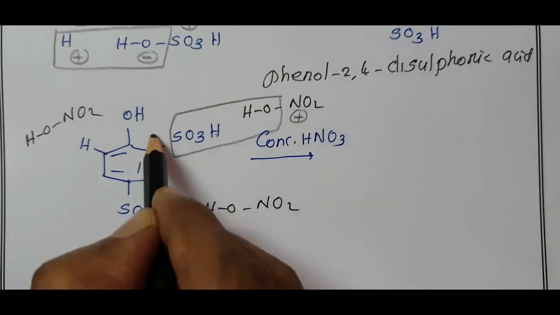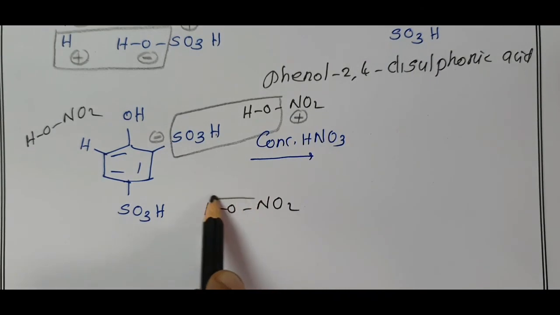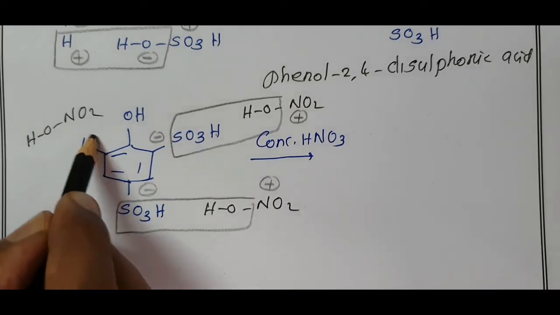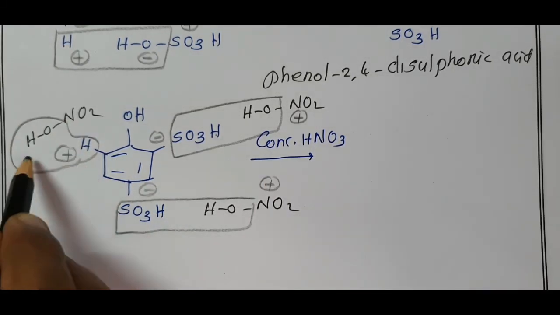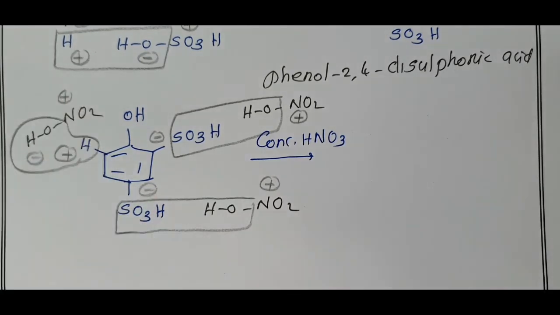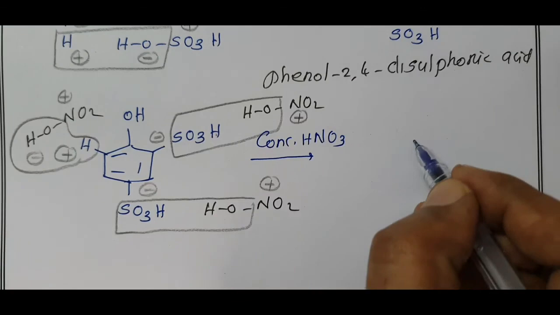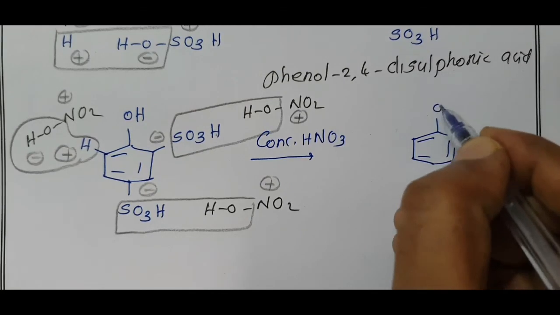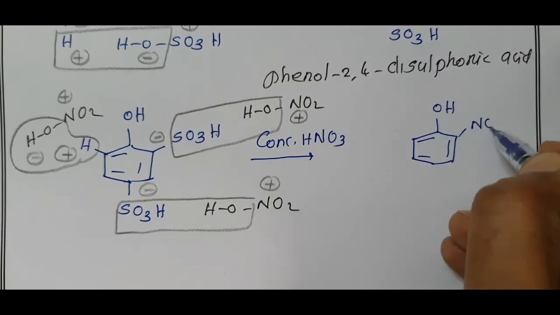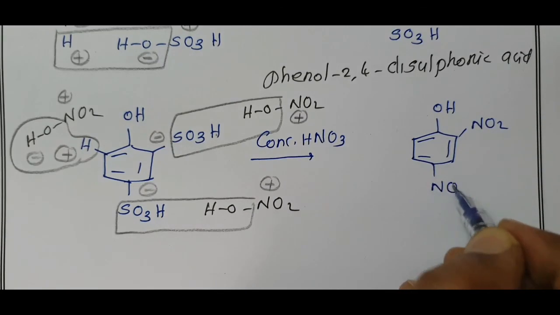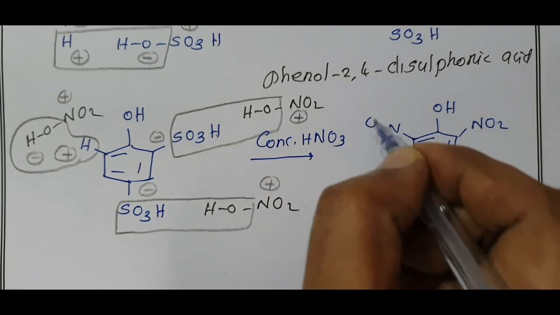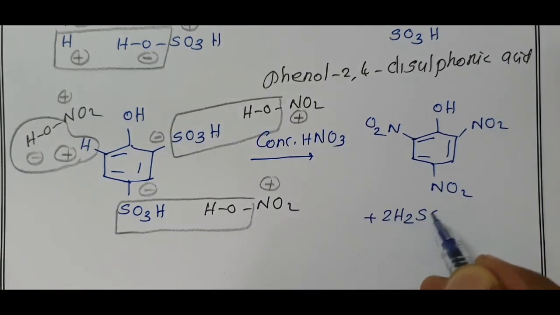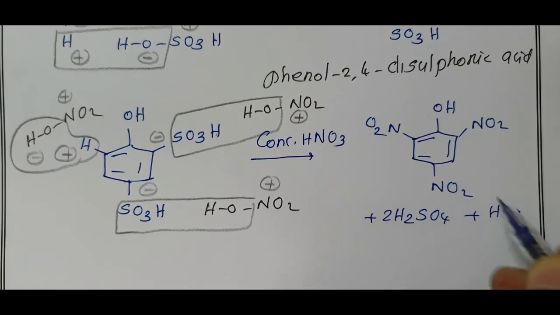NO2 plus is now added to the ortho carbon. Here also H2SO4 is removed. NO2 plus is added to the other ortho carbon, with loss of one water molecule, H plus and OH minus. This gives C6H2, with one OH group. In ortho, one NO2 is added. Para, one NO2 is added. Again ortho, one NO2 is added, with the loss of two molecules of H2SO4 and a water molecule, H2O. This is our picric acid.